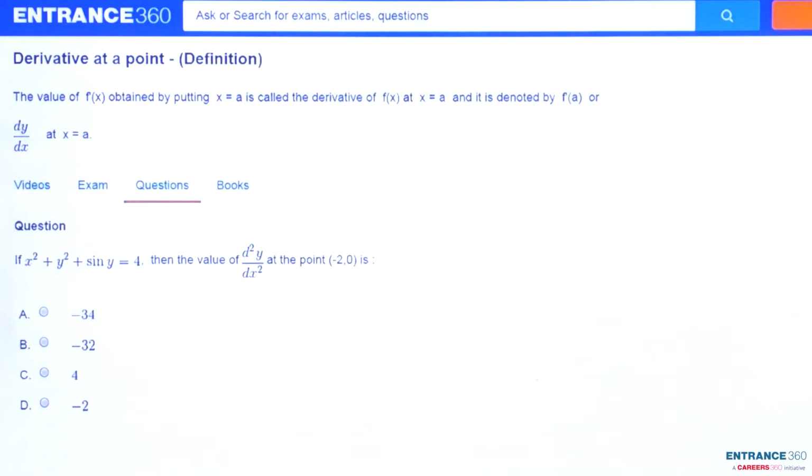The question is x square plus y square plus sin y equal to 4. Then we need to find the value of d square y by dx square at the point (-2, 0). Let us see how to solve this question.